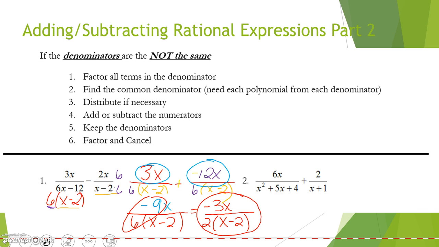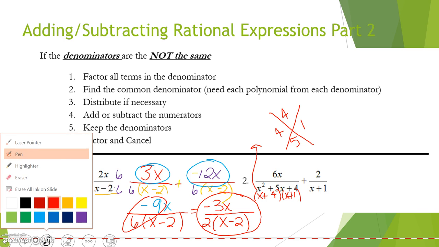Number 2, so I'm going to factor the bottom of the first one first off to the side. I'm going to do slide and divide. So put 4 up top, 5 down bottom. What multiplies to 4 and adds to 5 is 4 and 1. You can use your calculator. So that's x plus 4 and x plus 1. I can't factor the second denominator.